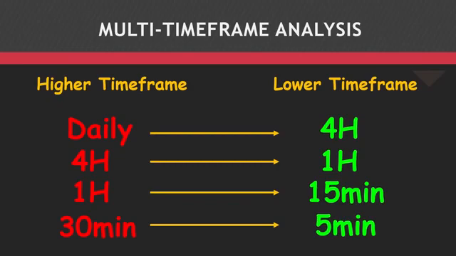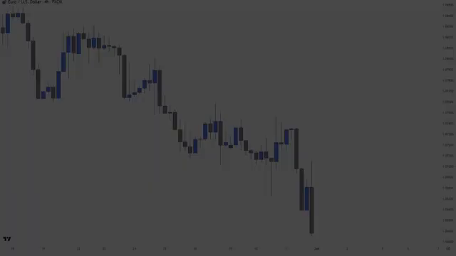After applying the concepts of market structure, pay close attention to the alignment of structures across multiple time frames. Look for confluence and agreement between the two charts. When structures align, it strengthens the validity of your analysis and enhances the probability of a successful trade. Now let's see an example on the real chart.